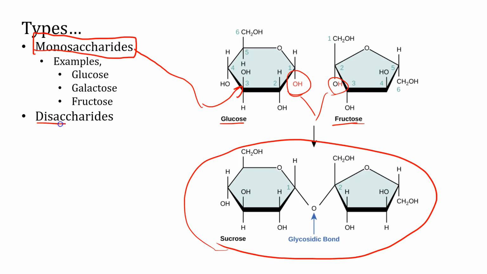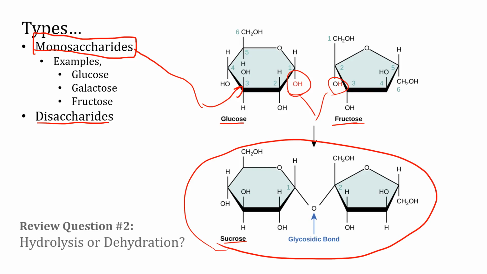This is called a disaccharide. And an example of this is sucrose. Sucrose is table sugar. So this is the stuff that you buy at the store and you bake cookies with and you put in your tea and that type of stuff.